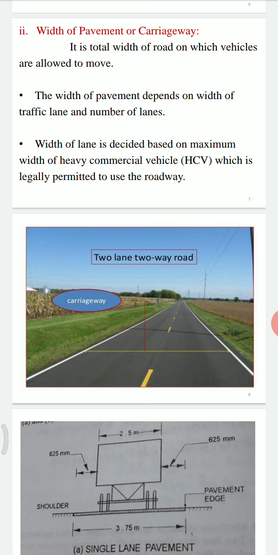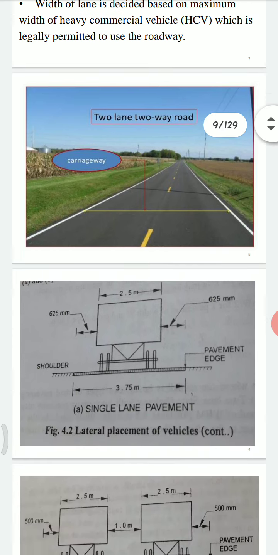Commercial vehicles means trucks and goods carriage vehicles. Those are called commercial vehicles. Generally, these vehicles carry huge tonnage of goods. So based on that, we have to provide additional lanes on some roads, like national highways, and based on that the width of the pavement is also decided.